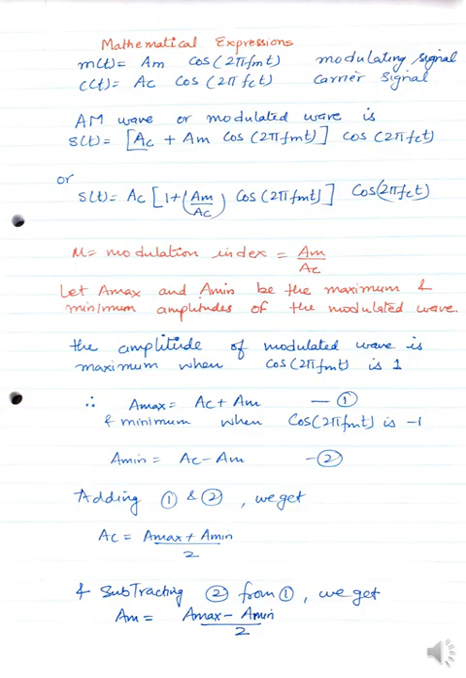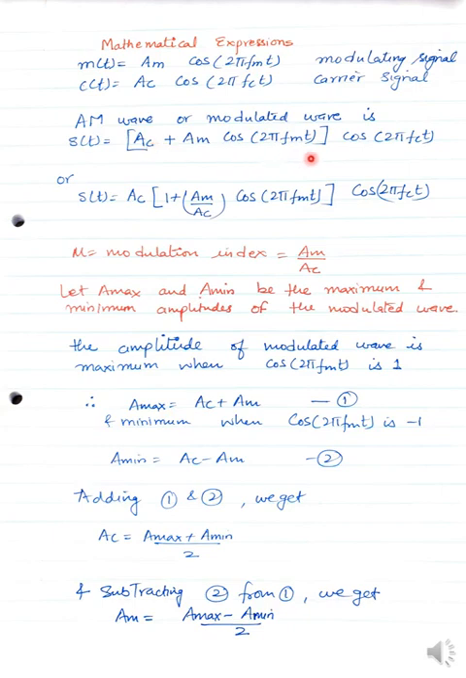Now, in this lecture, it's basically a continuation of the previous lecture of SSB. In this one, I'm doing everything more mathematically so that you can understand how the mathematics is working with respect to AM wave. So here, m(t) is equal to Am cos 2 pi fm t. We know that this is a modulating signal, and c(t) is your Ac cos 2 pi fc t.